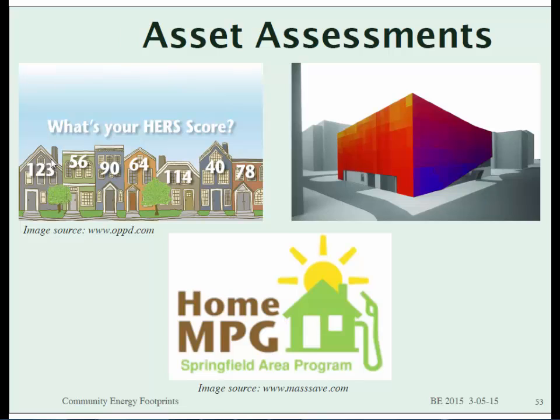HERS is a type of asset assessment, right? It's looking at the structure under a specified set of conditions, and predicting some type of energy consumption. This is also true for energy modeling. It's the same type of assessment. And locally, we have a Home MPG program in Western Mass that's an attempt to label buildings using an asset assessment.